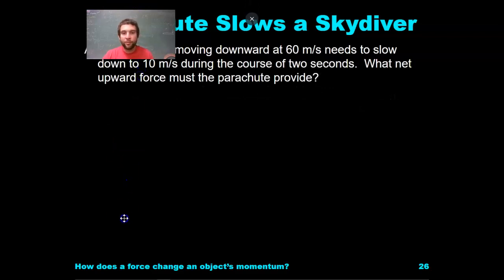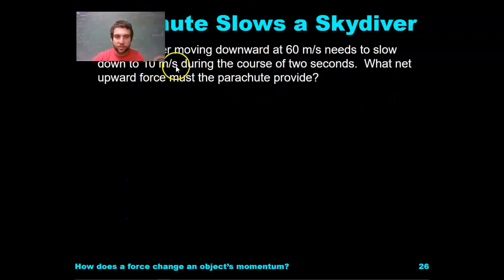A 5 kilogram skydiver moving downward at 60 meters per second needs to slow down to 10 meters per second during the course of 2 seconds. What net upward force must the parachuter provide?